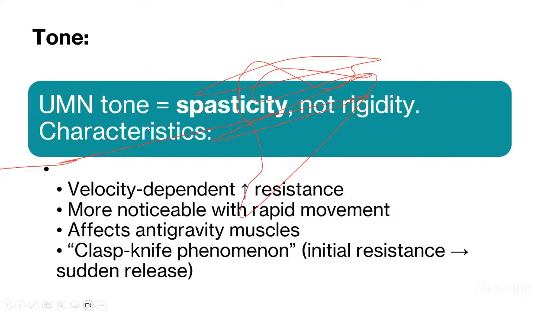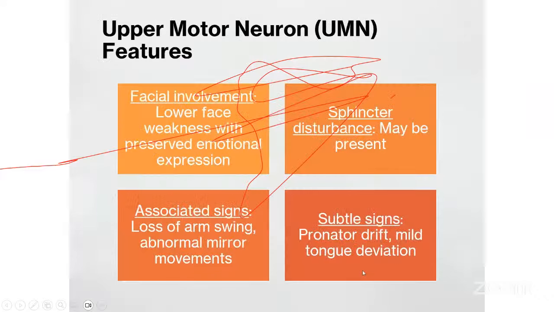Next we have to check the tone. UMN tone will be spastic. It's not rigid. The spasticity is velocity dependent, as the velocity increases the resistance is more noticeable with rapid movement, and it mainly affects the anti-gravity muscles. There will be a clasp knife phenomenon seen. Initially there will be a severe resistance, and at one point there will be a sudden release of this resistance. That's called the clasp knife phenomenon.